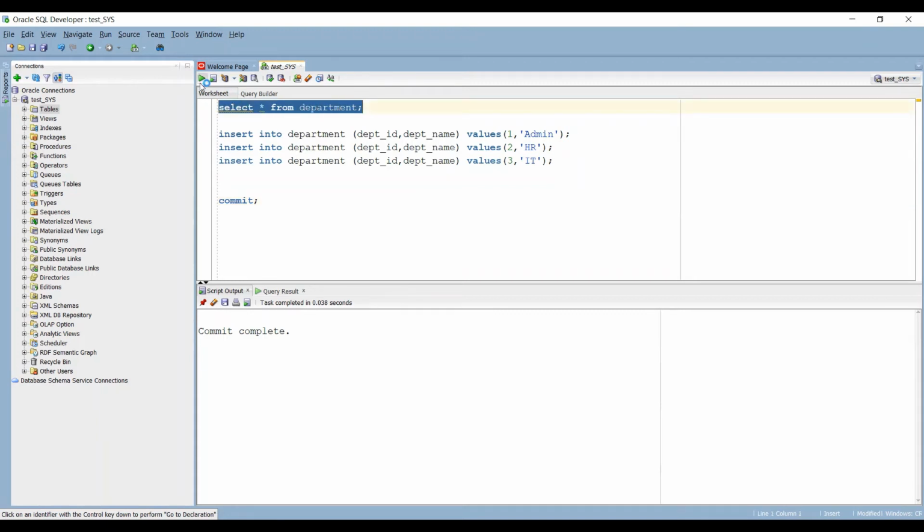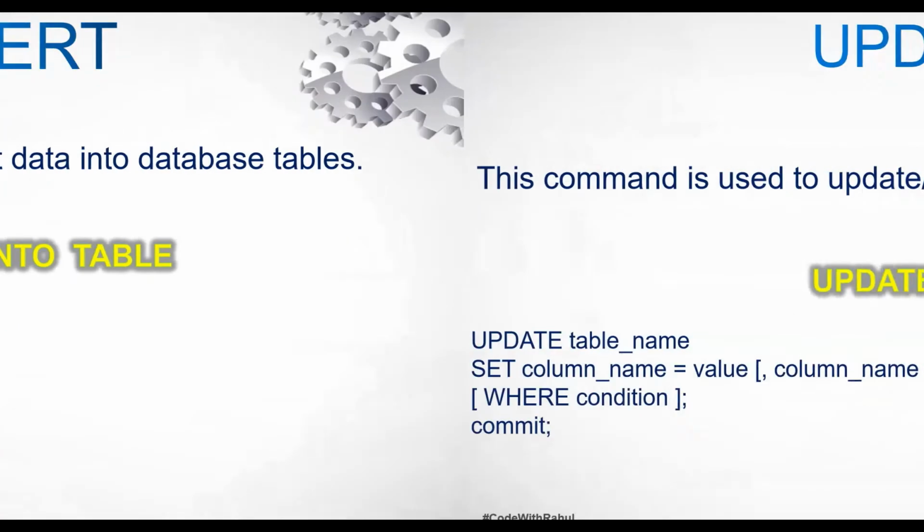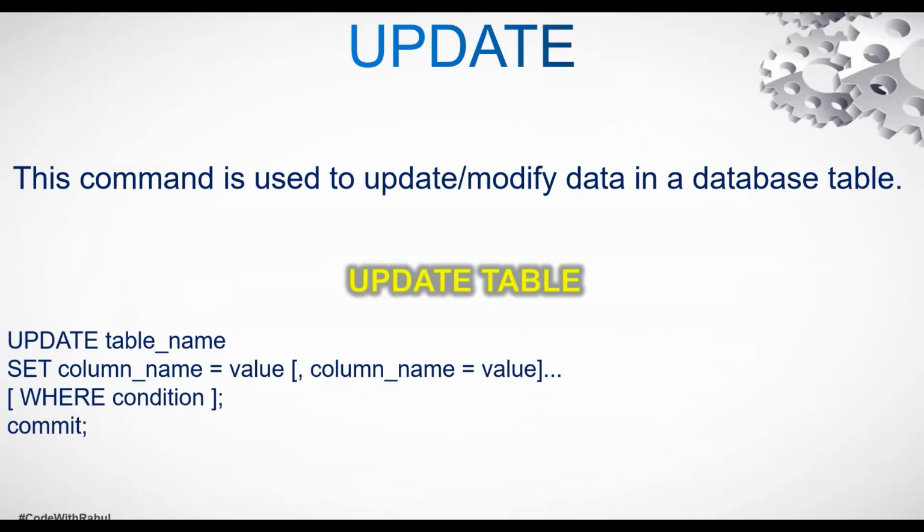Now let's look at this department table data. Three rows are there. This is about the insert command. Let's talk about another DML command, update. The update command is used to update or modify data in a database table. This is the syntax for update: update table name, set column name equal to value and column name equal to value. We can update multiple columns and we can give a where condition as well.